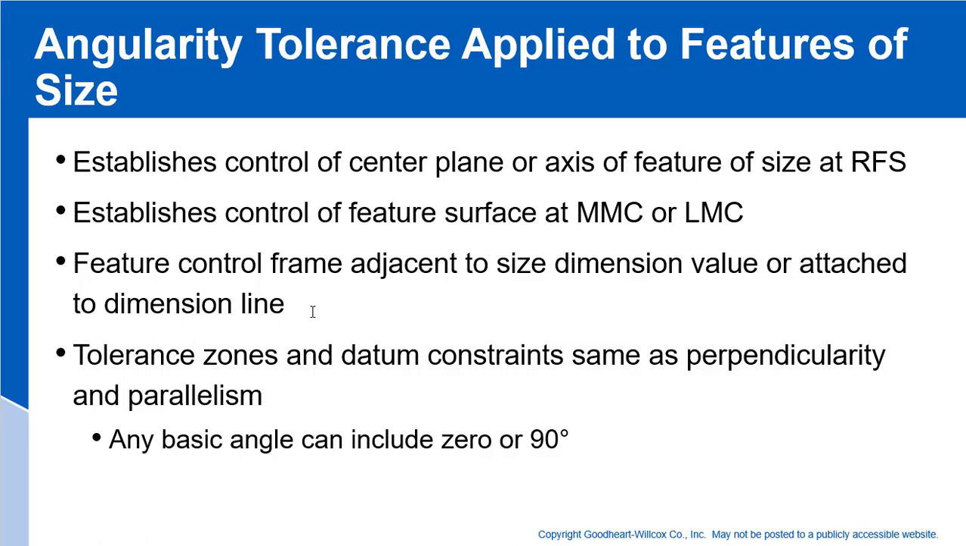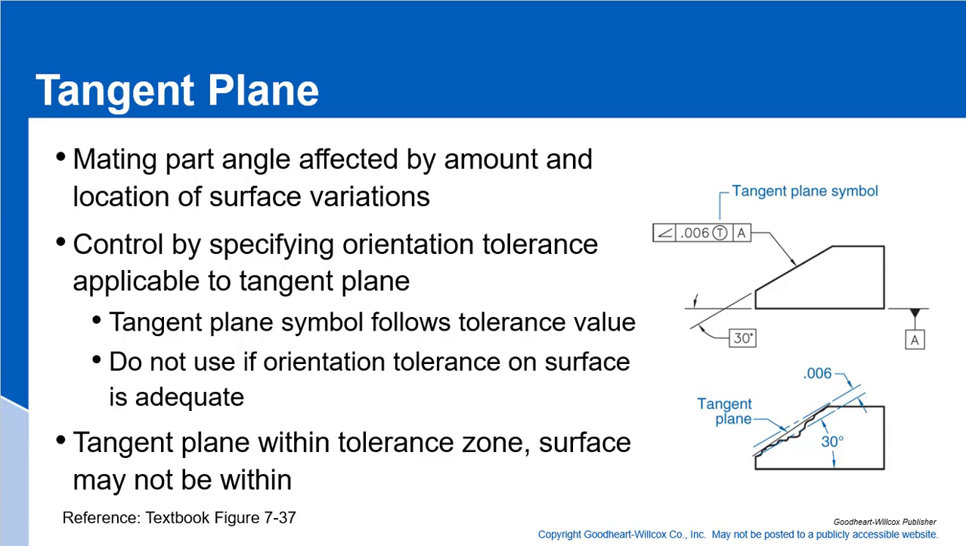The feature control frame is adjacent to the size value or attached to the dimension line. That's how we apply it, by putting the feature control frame next to the size dimension or attaching it to a dimension line. And then tolerance zones and datum constraints are the same as perpendicularity and parallelism, except that some basic angle is introduced other than 0 or 90 degrees. Okay, let's talk slightly about the tangent plane here.